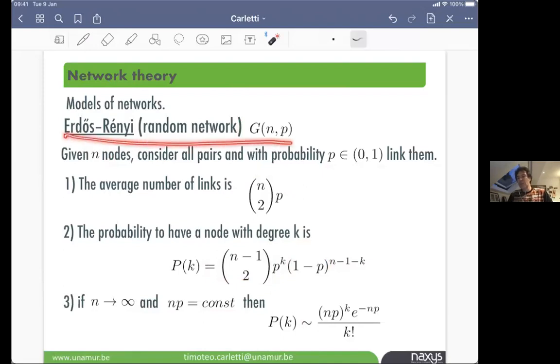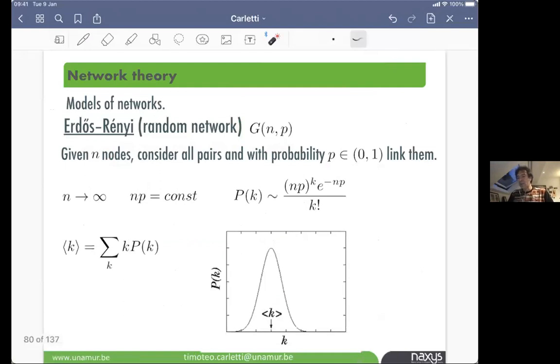So in some sense, the Erdos-Renyi random network, if the number of nodes is very large, has a Poissonian degree distribution. The probability that a randomly chosen node has degree k is given by this almost Gaussian function, and indeed this is the plot. If you define the average degree as the sum of p of k times k, so the probability of having degree k times this number, you do this sum, then you end up with this function.